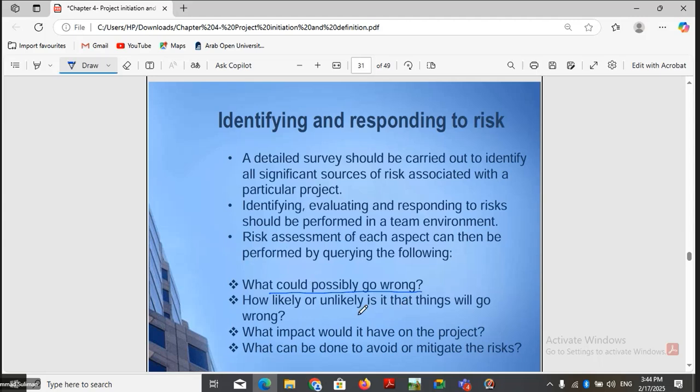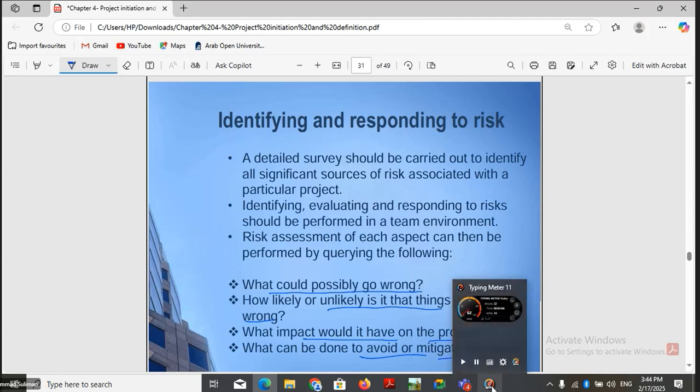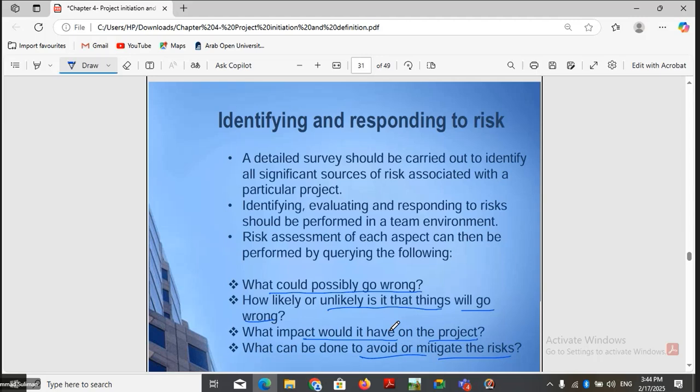How likely or unlikely is it that that thing will go wrong? What impact would it have on the project? Whether it will lead to project failure, or a delay in the project, or cost overrun. And what can be done to avoid or mitigate the risk, right? For example, we may hire new people, we may go for contingency planning or alternate planning, alternate tasks, and so on. So these are some questions for the risk assessment.